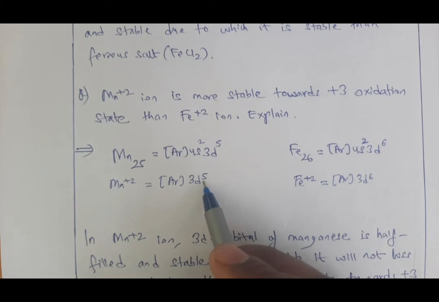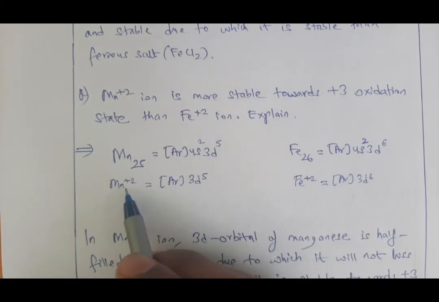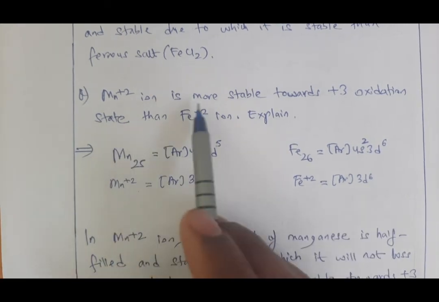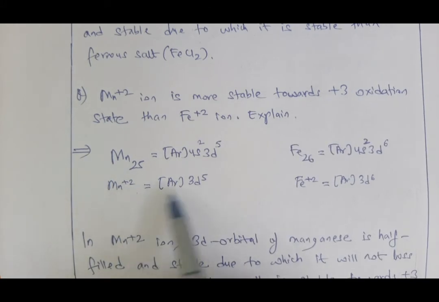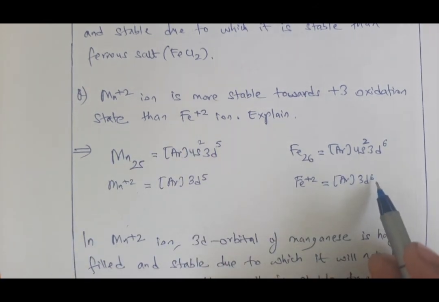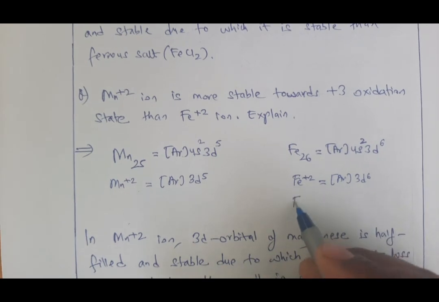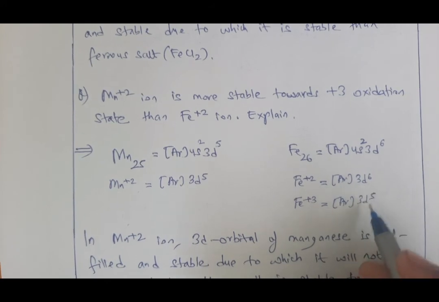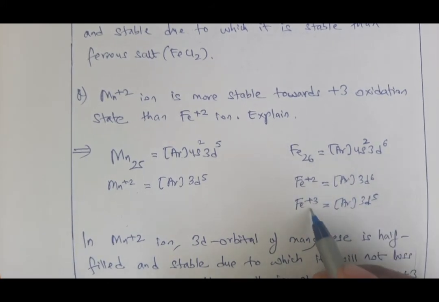3d orbital is already half filled and stable, therefore it never exists in +3 oxidation state, because it is already stable here. 3d orbital is half filled. So therefore Mn2+ is more stable towards +3 oxidation state, means it does not show +3 oxidation state. Reason, as it goes to the +2 oxidation state, d orbital becomes half filled and stable, therefore it will not lose the electrons. Whereas in case of Fe2+, you can see this d orbital is neither fulfilled nor half filled, therefore it can lose 1 more electron to become ferric, to become stable, half filled and stable. Therefore it can form +3 oxidation state.